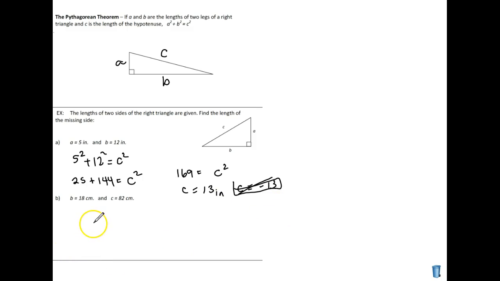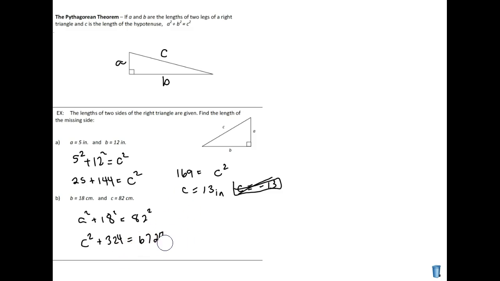Similarly, in this case, B is 18 centimeters and C is 82 centimeters. In order to solve this, we would say A squared plus 18 squared equals 82 squared. So when I simplify that, 18 squared is 324, and 82 squared is 6,724.